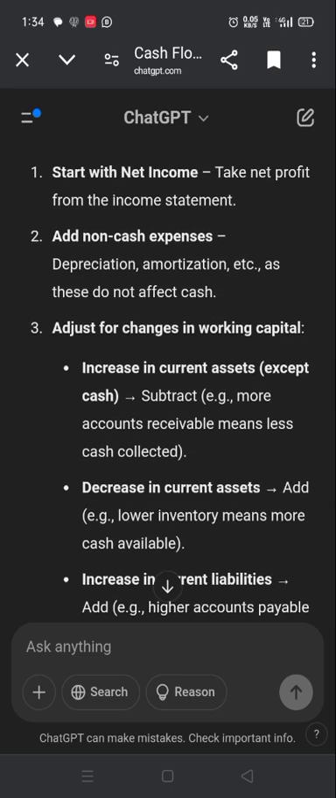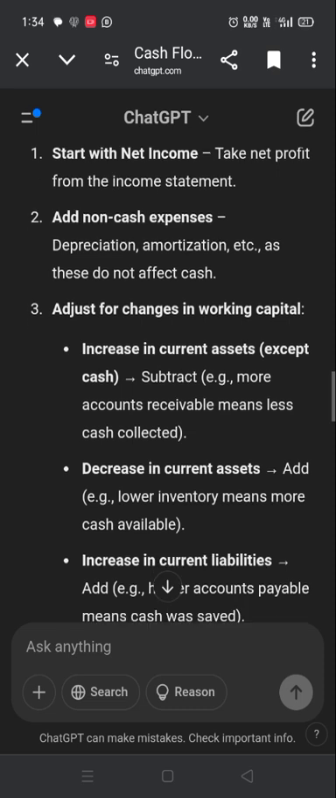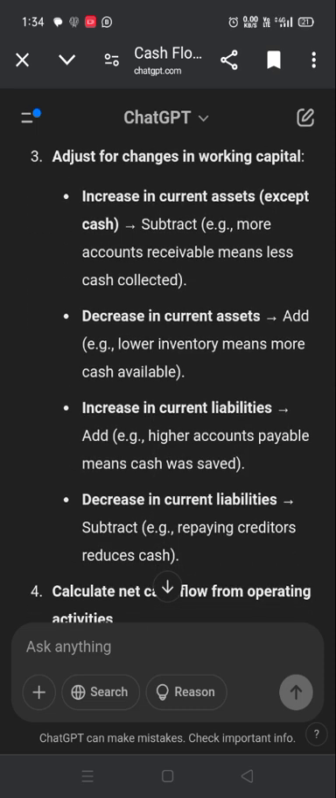Increase in current assets except cash: subtract. Example: more accounts receivable means less cash collected. Decrease in current assets: add. Lower inventory means more cash available.